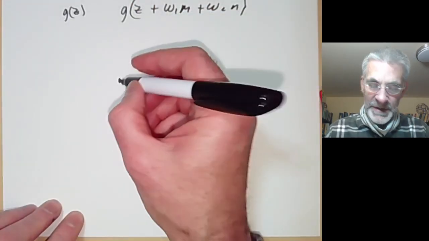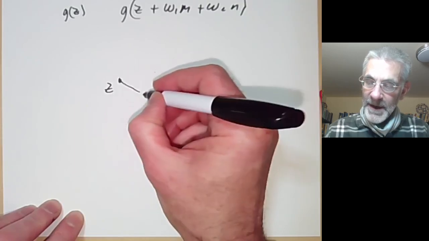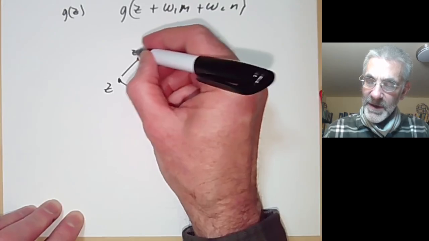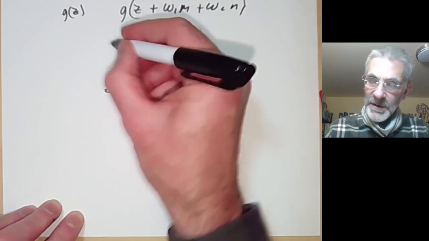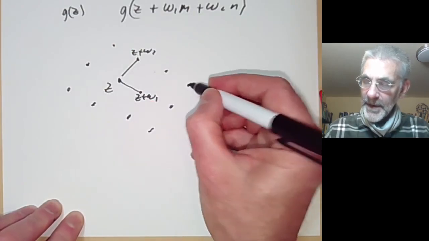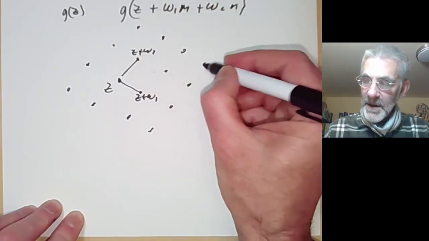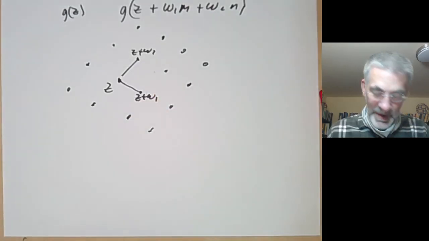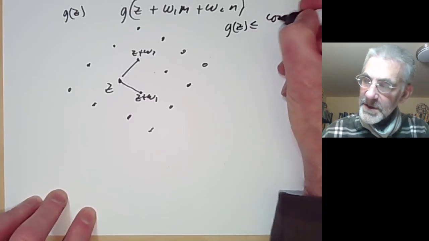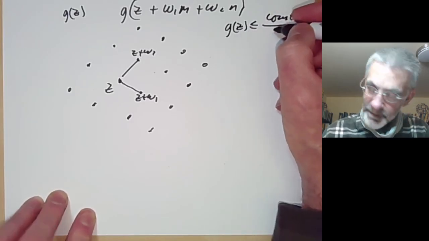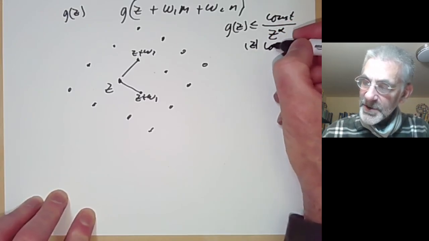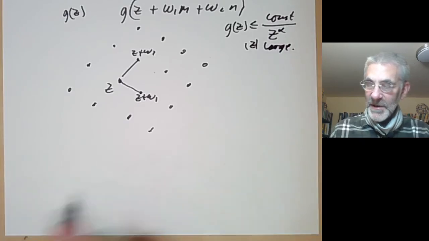Well, we've got a point z here, and here we've got z plus omega 1, and here we've got z plus omega 2, and we get a whole lot of other points lying on a sort of lattice like this. And let's assume that g of z is less than or equal to some constant over z to the alpha for z sufficiently large.